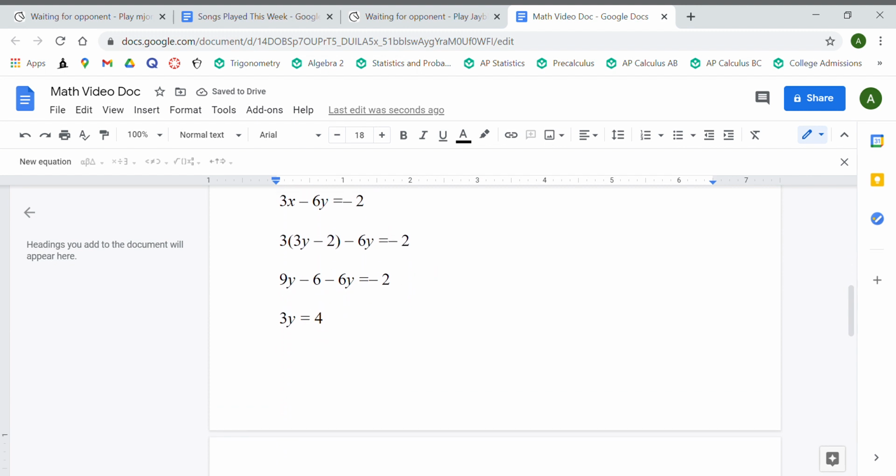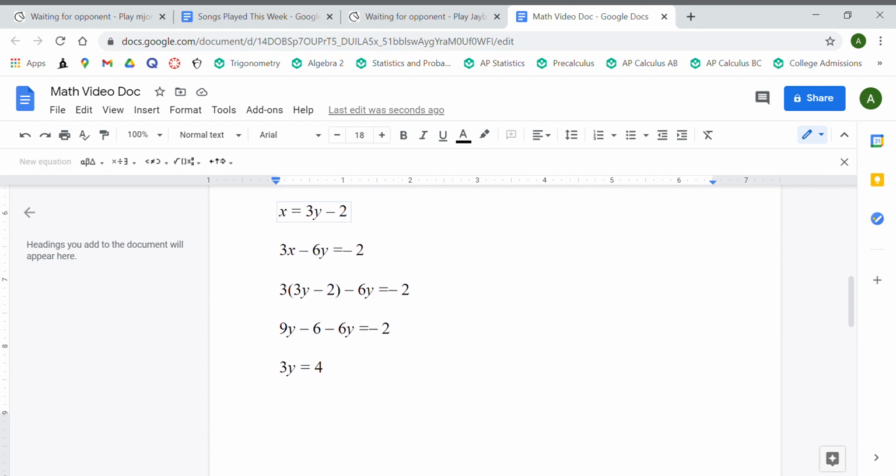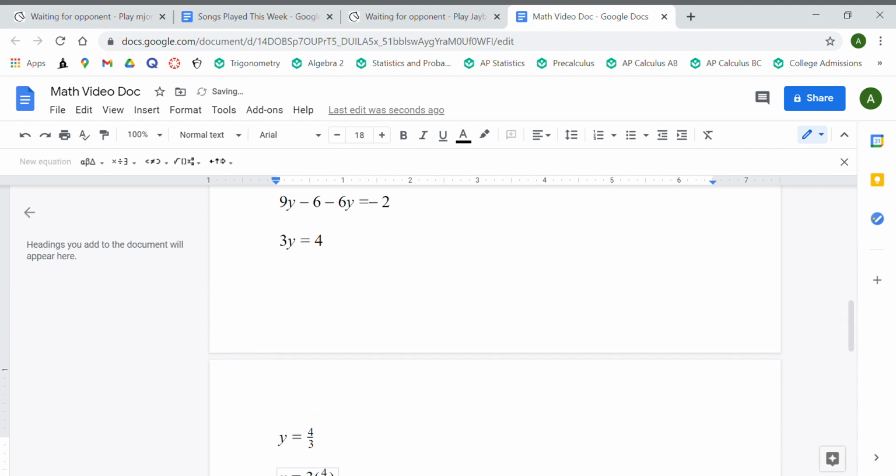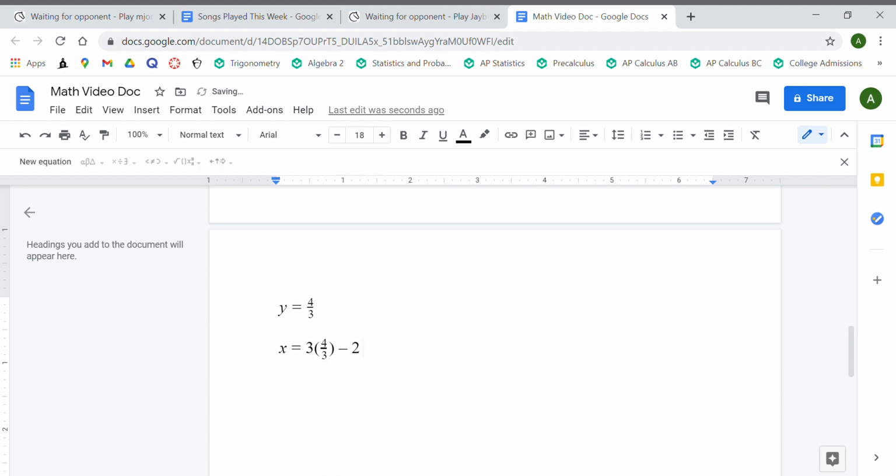And now we can substitute that in for this equation, x equals 3y minus 2. Solve for x. x equals 3 times 4/3 minus 2. Now we simplify. 3 times 4 equals 12, divided by 3 equals 4, minus 2, which equals 2. And so we get this as our solution: 2, 4/3.